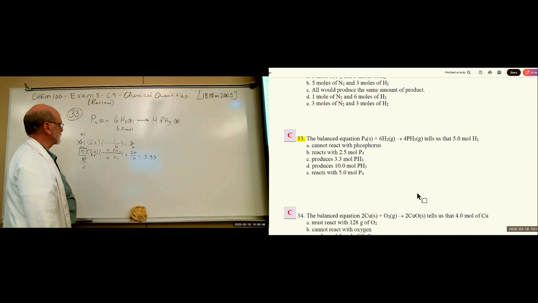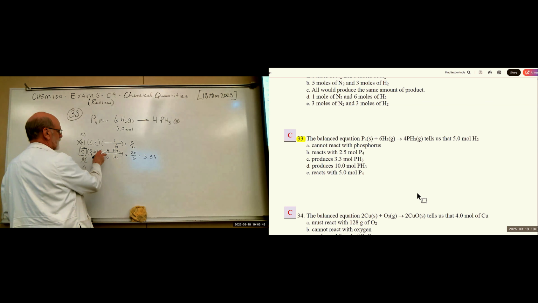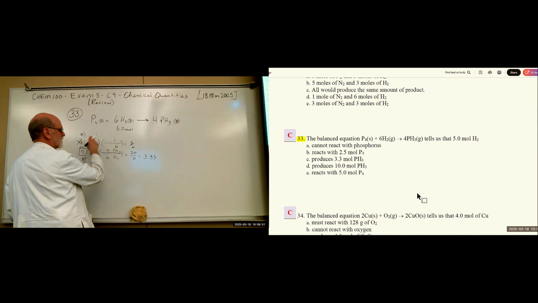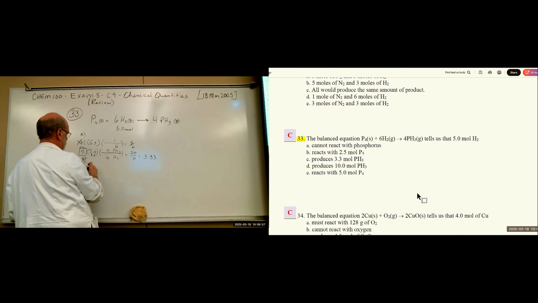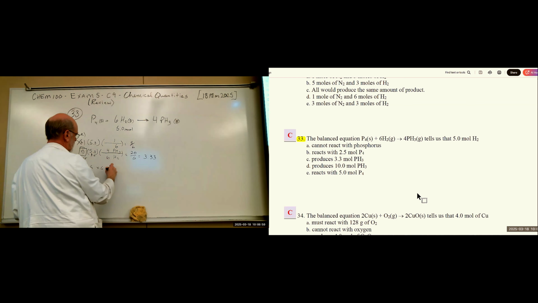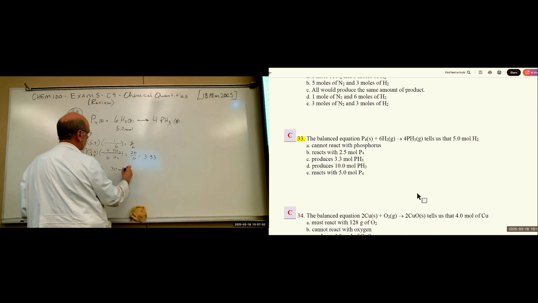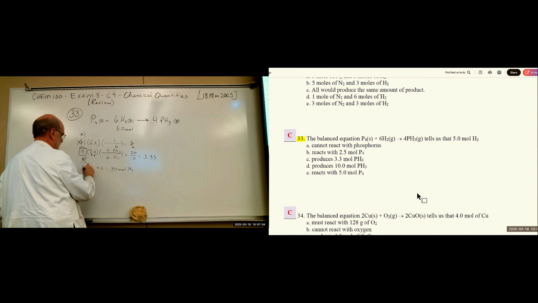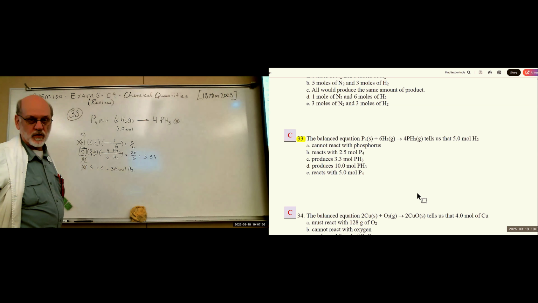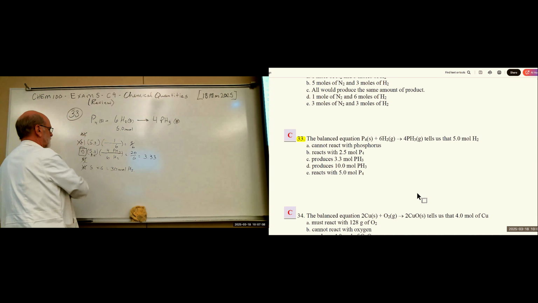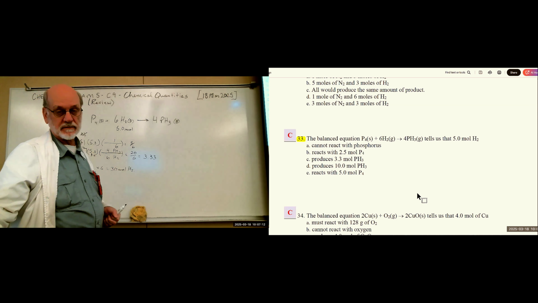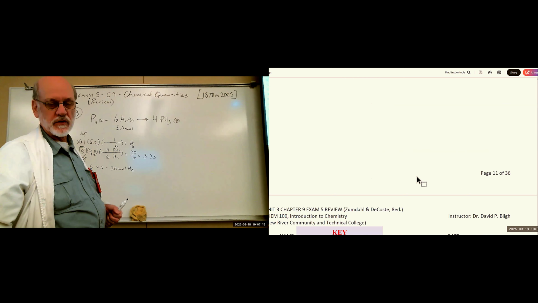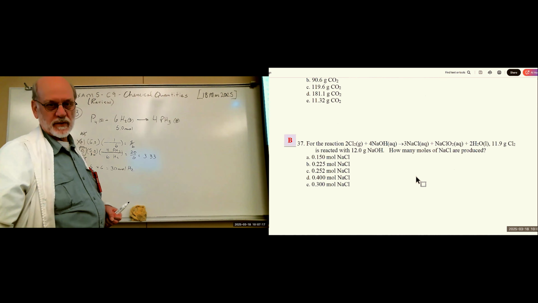Or reacts with 5 moles of P4. In order to react with 5 moles of P4, you would have to have 5 times 6, it would have to be 30. You'd need 30 moles of hydrogen, right? So E's wrong. And of course, A cannot react with phosphorus, that's wrong. We found the right one. C is the correct answer, according to the balanced equation, stoichiometry.